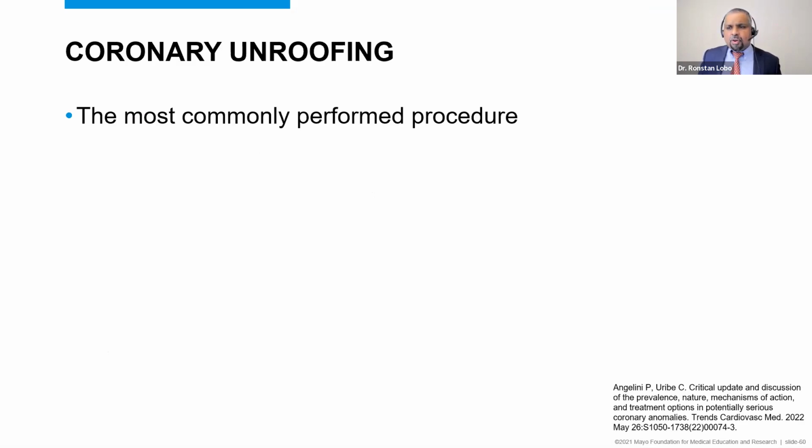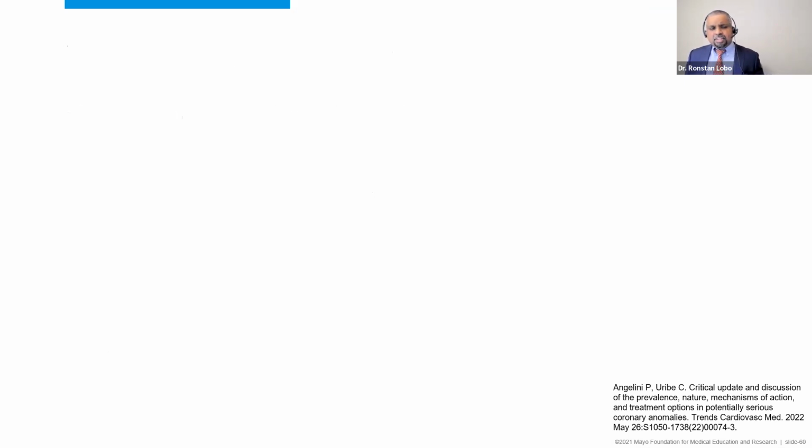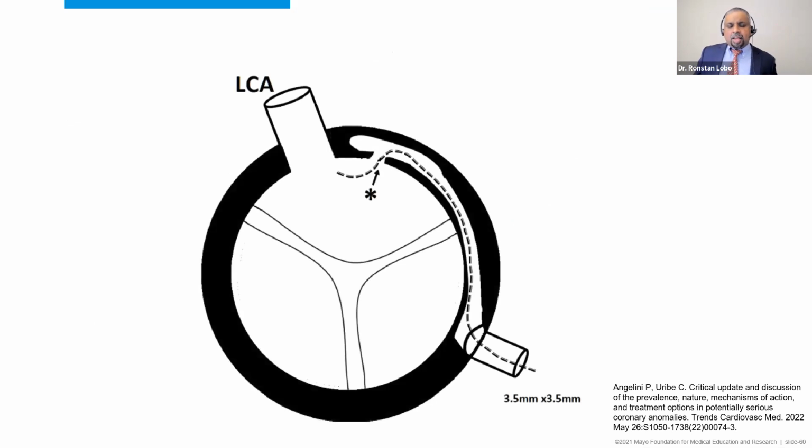So let's talk about coronary artery unroofing for a second. Here's a figure. This is the most commonly performed procedure for this condition. Here's the figure showing you an anomalous right coronary artery coming off the left sinus with an intramural course. You can see here there's a roof over the intramural channel as shown here, and I pointed it out in red.